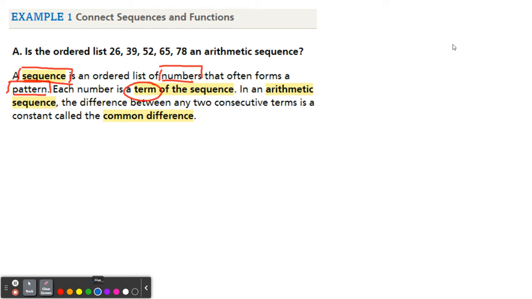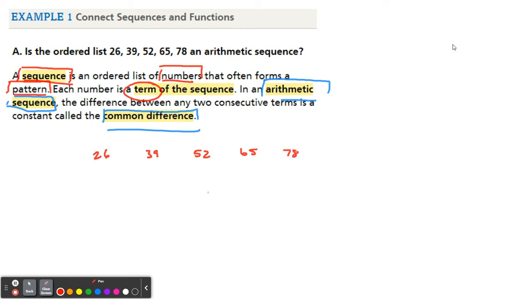To be an arithmetic sequence, you have to have a common difference, which means that between any two consecutive terms, the difference is the same. Okay, so very important idea here. Let's write down these numbers. In this sequence, the first term is 26, the second term is 39, the third term is 52, the fourth term is 65, and the fifth term is 78.